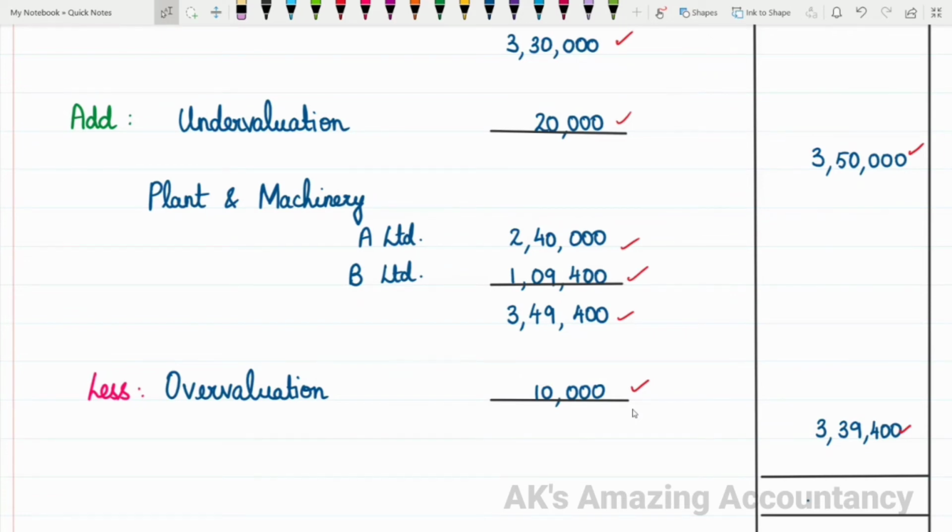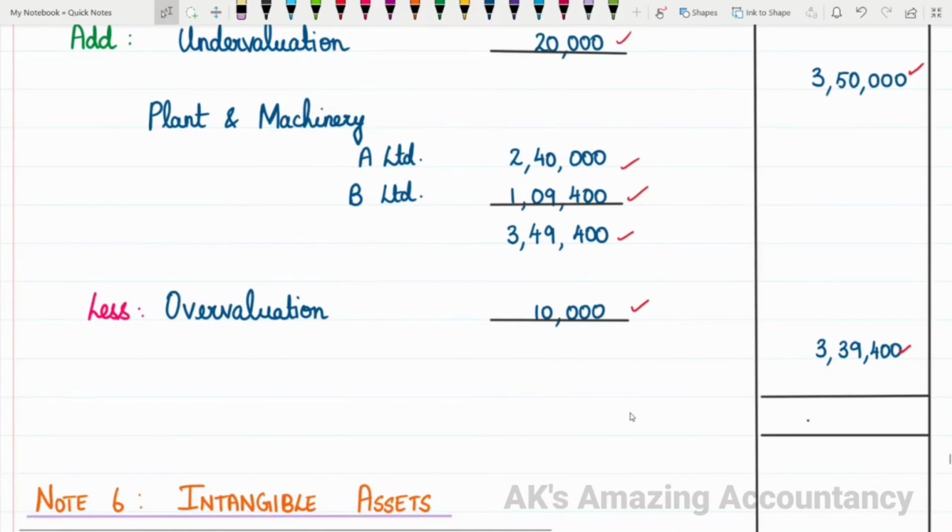Now, when we add both these amounts together, that will give us the total of tangible assets, that is note 5. So what will be the total? Let us see. 6,89,400. That will be note 5, tangible assets.